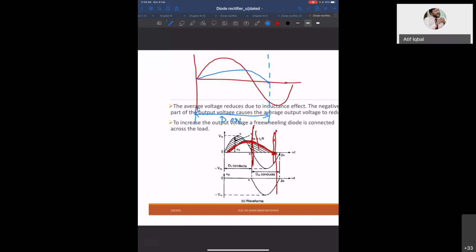Now with the freewheeling diode, what will happen? Your main diode will be off at this point, and the source voltage becomes zero, and from here to here your freewheeling diode will be on. So your freewheeling diode will conduct from here to here, and your main diode will conduct from here to here. Before, it was only one diode, so it was conducting throughout from here to here. But now, due to the presence of the freewheeling diode, the negative portion will be taken care of by the freewheeling diode. Okay.